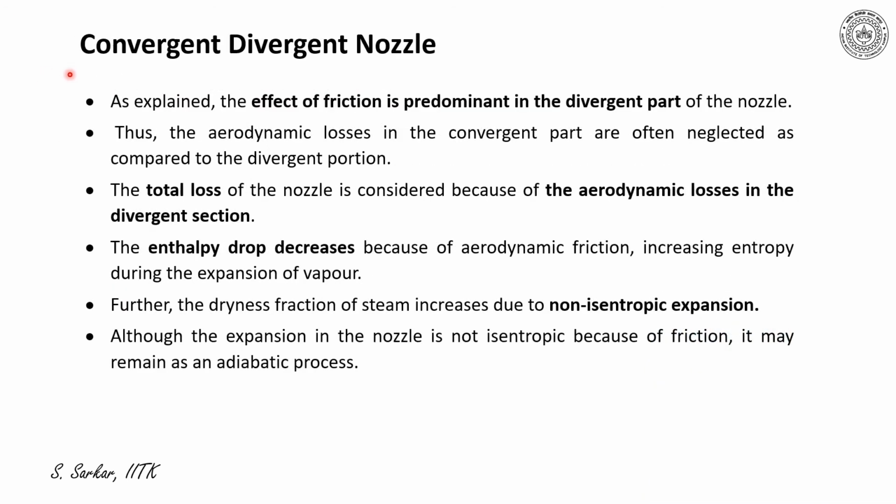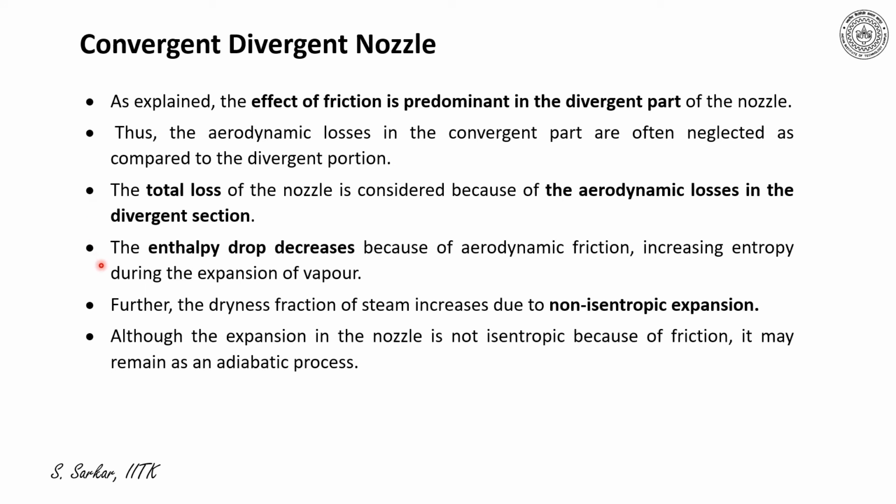Now, we are considering the non-isentropic expansion of gas or vapor through the nozzle. As explained earlier, the effect of friction is predominant in the divergent part of the nozzle. Thus, the aerodynamic loss in the convergent part of the nozzle is often neglected as compared to the divergent section. Hence, the total loss of the nozzle is considered because of aerodynamic loss in the divergent section.